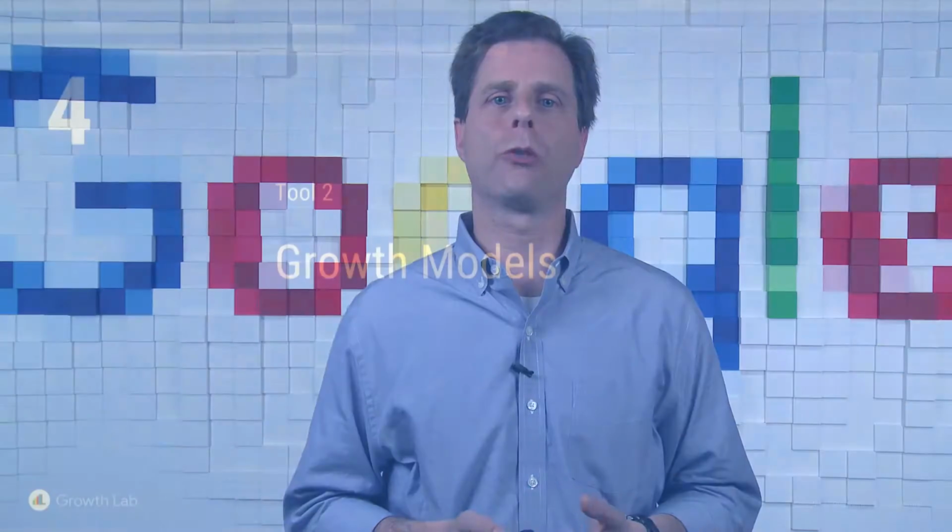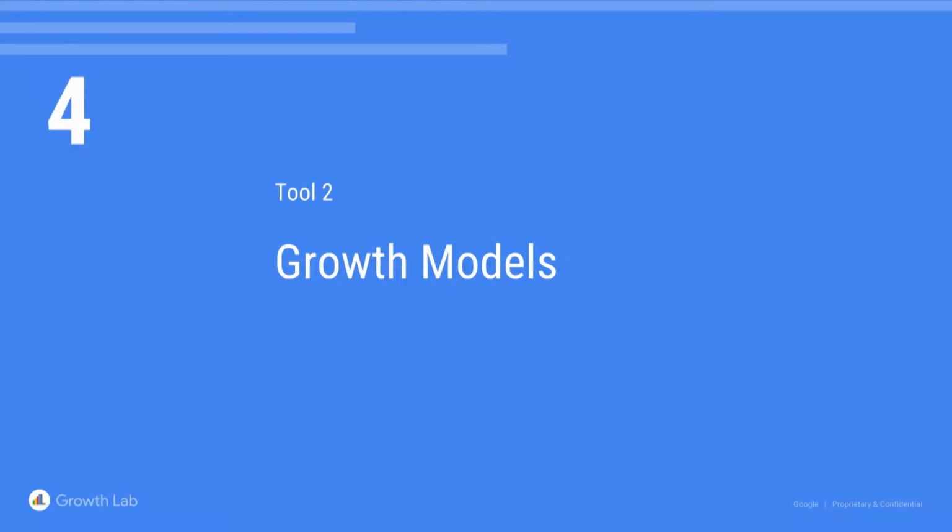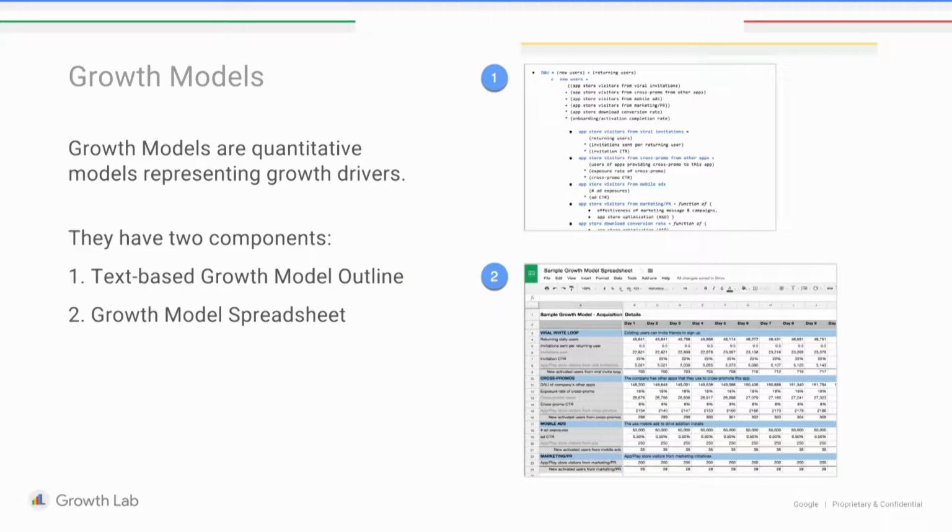Now I'd like to talk about another tool that we use to drive growth, which are growth models. These are quantitative models that represent the key drivers that are impacting growth and helping move your North Star metric. A growth model has two main components. The first one is this text-based outline of what impacts your North Star metric. And the second aspect of it is the growth model spreadsheet itself, where you take that outline and you convert it into a spreadsheet. And we'll talk about how to build both of these.